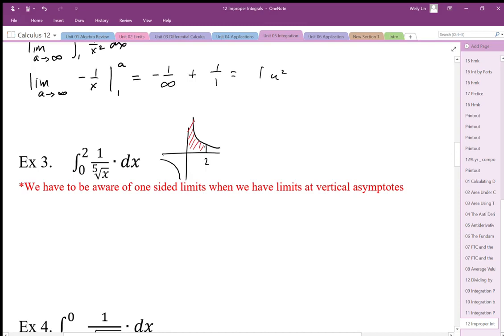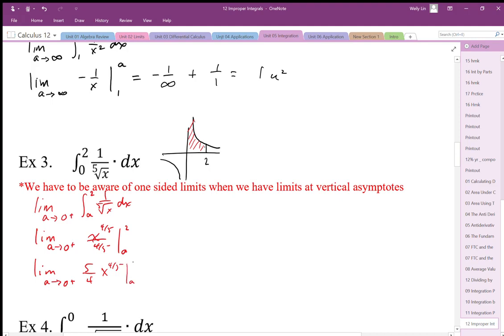So then we need to use a limit, the limit as a goes to 0 from the positive side, because we're approaching from the positive side here. We want the integral from a to 2 of 1 over the 5th root of x. Using the power rule, I'm going to anti-differentiate this. I'm going to end up with x to the power 4/5 divided by 4/5 from a to 2. Cleaning this up a little bit, it's going to look like this: the limit as a goes to 0 from the positive side of 5 over 4 x to the 4/5 from a to 2.